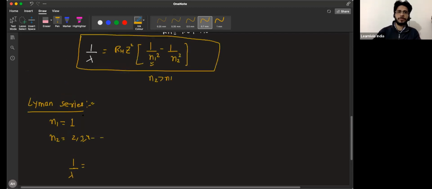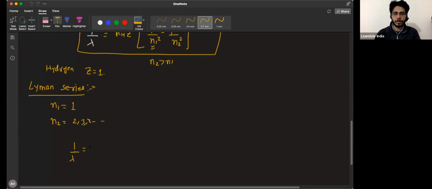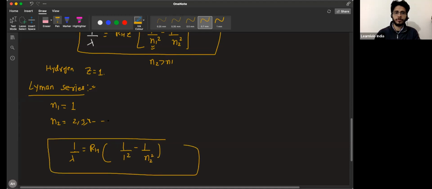When I'm saying Lyman, that means I'm calculating for hydrogen. For hydrogen, I will put Z equal to 1, since the atomic number of hydrogen is 1. So I get 1/λ = R_H (1/1² − 1/n2²), where n2 is 2, 3, 4, going up to infinity.